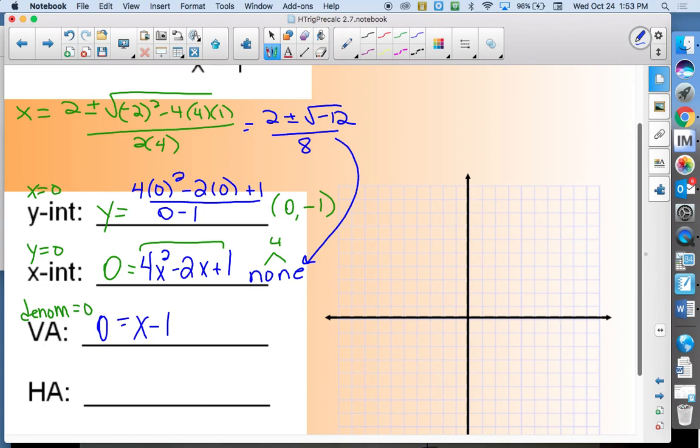You don't have to simplify that any further. Once you know it's imaginary, you're done. So it doesn't need to be simplified. We're not finding imaginary x-intercepts.